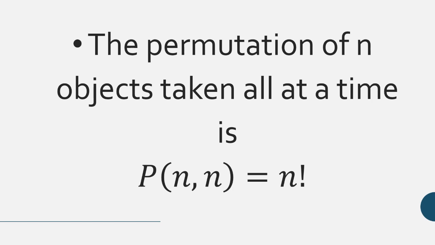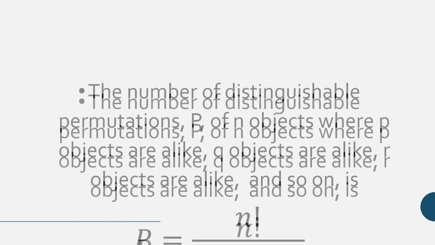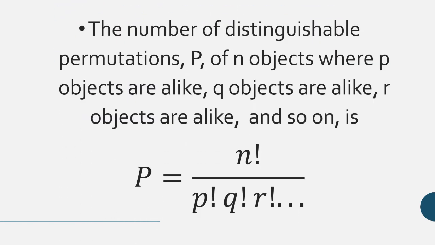Now, let's proceed to our next permutation, and that is distinguishable permutation. Now, ano bang distinguishable permutation? Tara, simulan na natin to. The number of distinguishable permutations, P, of n objects, where P objects are alike, Q objects are alike, R objects are alike, and so on, is itong formula natin: n factorial all over P factorial times Q factorial times R factorial and so on.